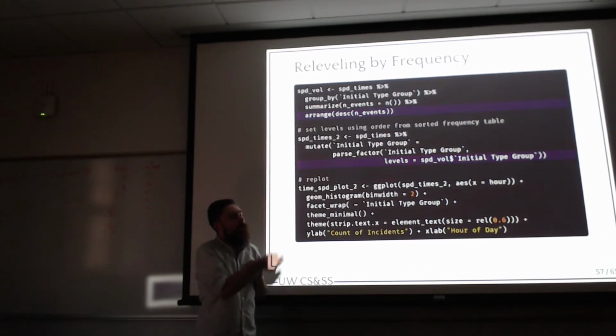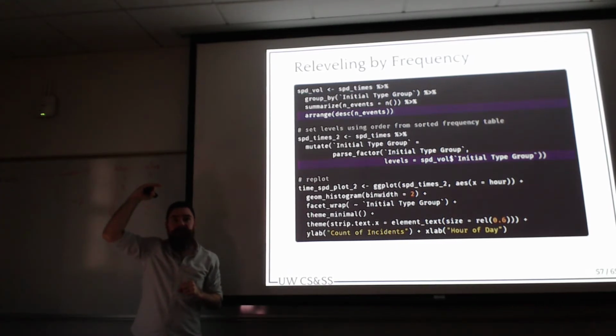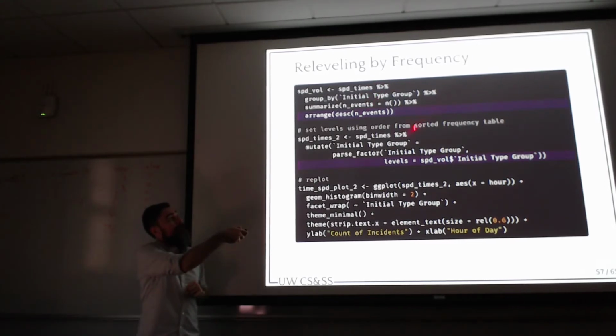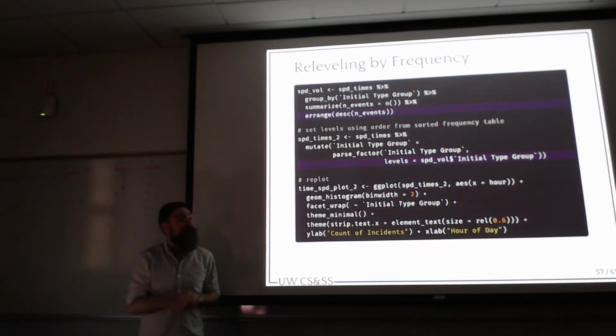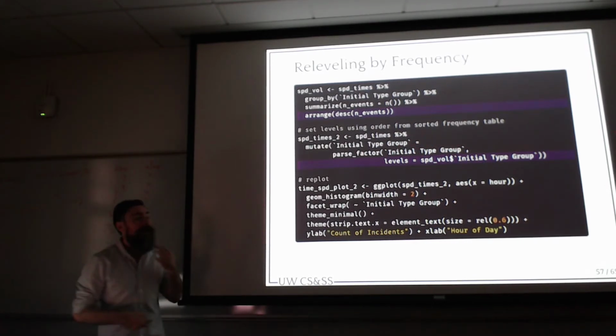What this levels argument is doing is it's looking for the first name inside of that column and making that the first level of the factor. The last one will be the last level. So I've essentially converted a frequency table I created up here into an order of factor levels for the initial type group variable. Okay? Now I'm going to replot it.